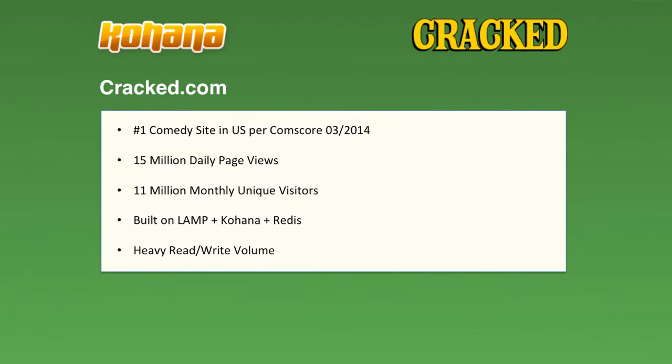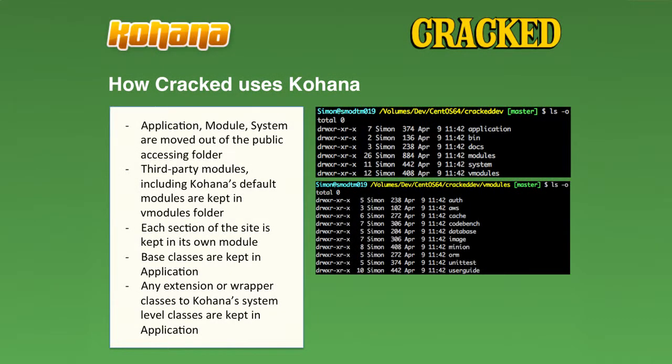Currently we have about 15 million page views per day, and about 11 million monthly unique visitors. The whole crack.com is built on LAMP plus Kohana, LAMP meaning Linux, Apache, MySQL, PHP, and we also run Redis as our caching layer. We have a lot of read and write volume, because not only do we present the content, there's also a lot of commenting, which is a huge part of our site, which is the community. So there's a lot of reads and writes.